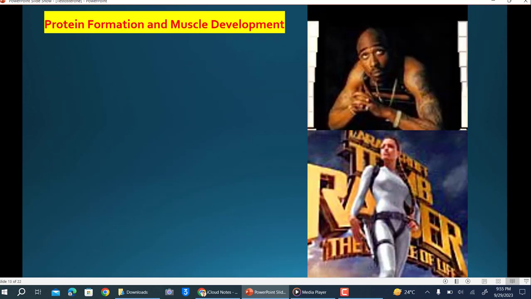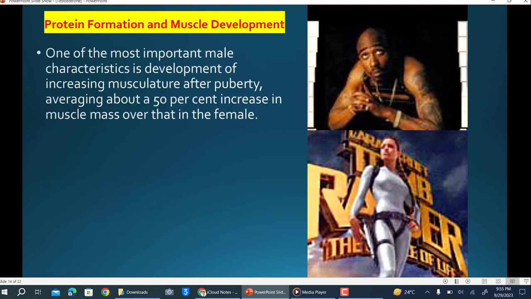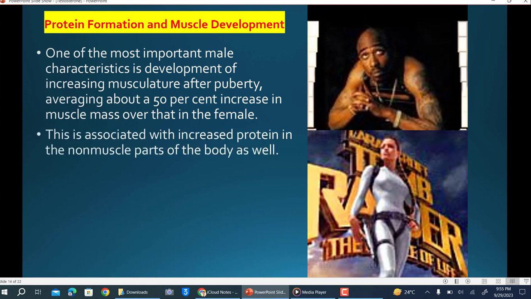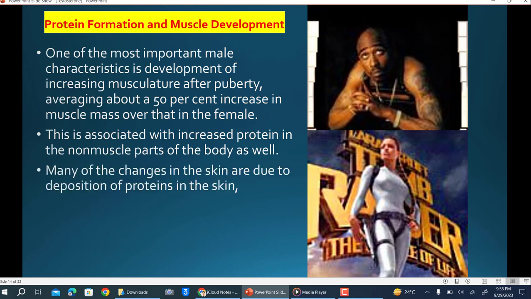Protein formation and muscle development. One of the most important male characteristics is the development of increased musculature after puberty, averaging about a 50% increase in muscle mass over that in the female. So the male muscle mass is 50% more than the female. Here you can see the difference between the male and female muscle density. This is associated with increased protein in the non-muscle part of the body as well. Many of the changes in the skin are due to deposition of protein in the skin.